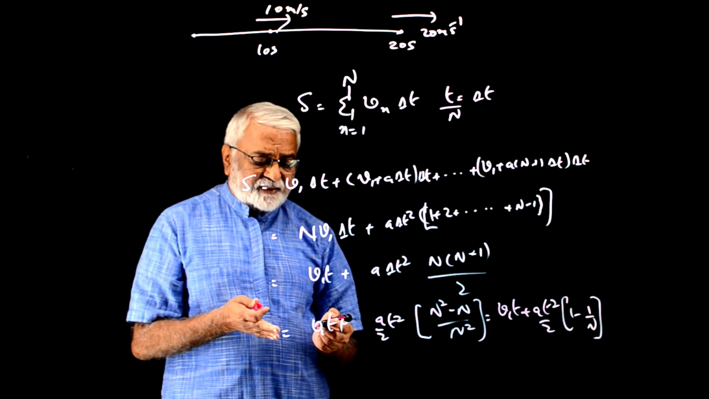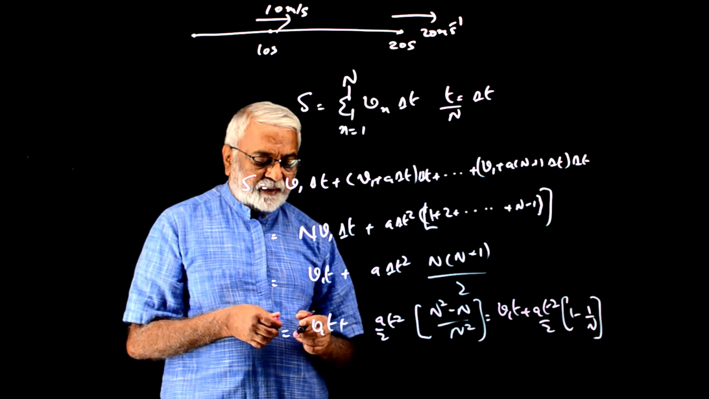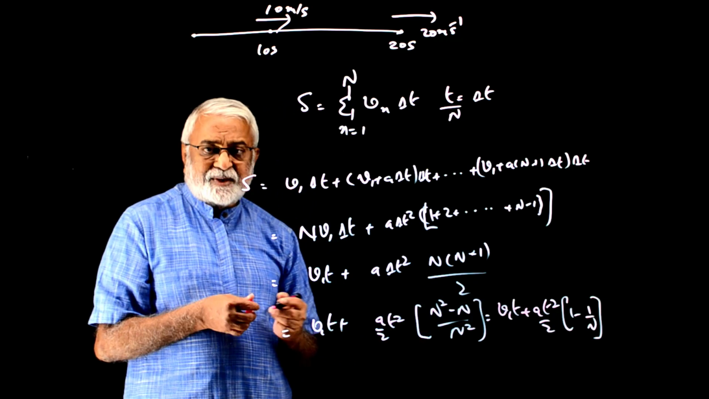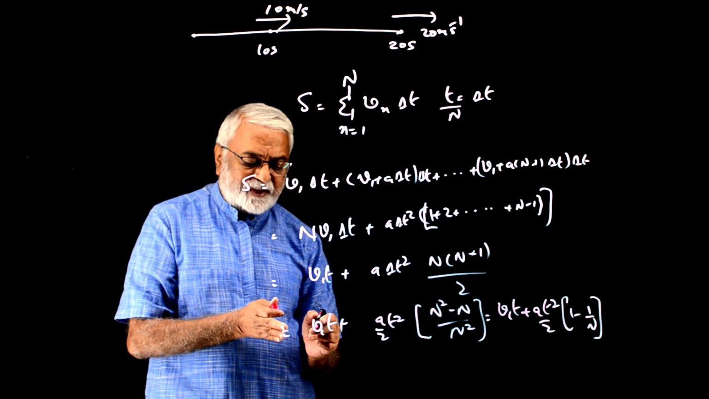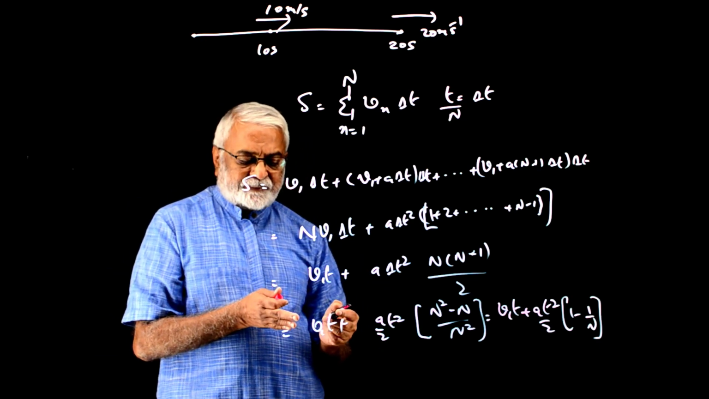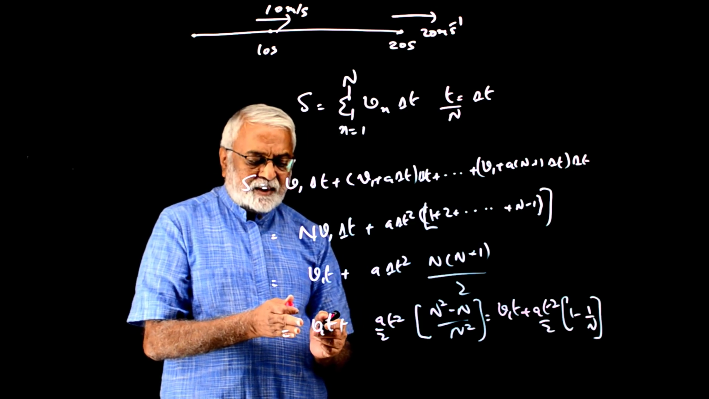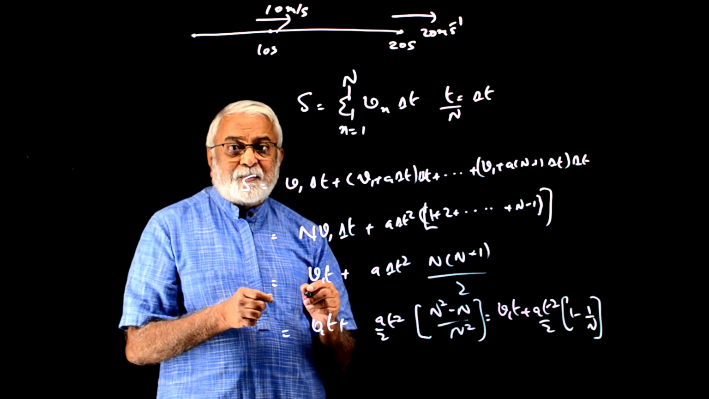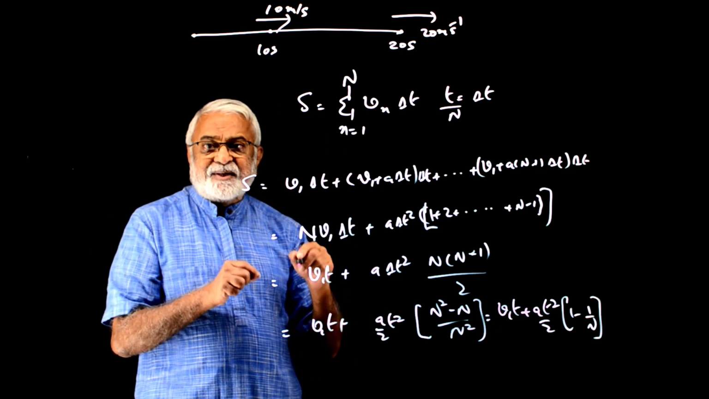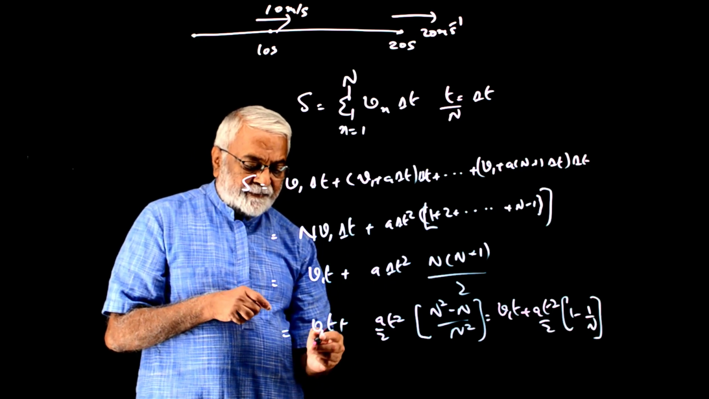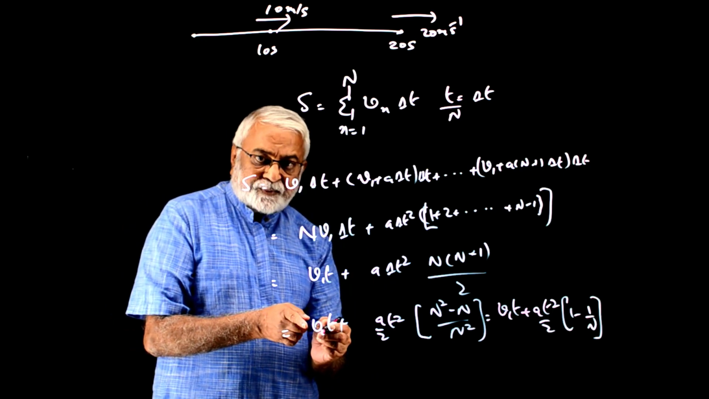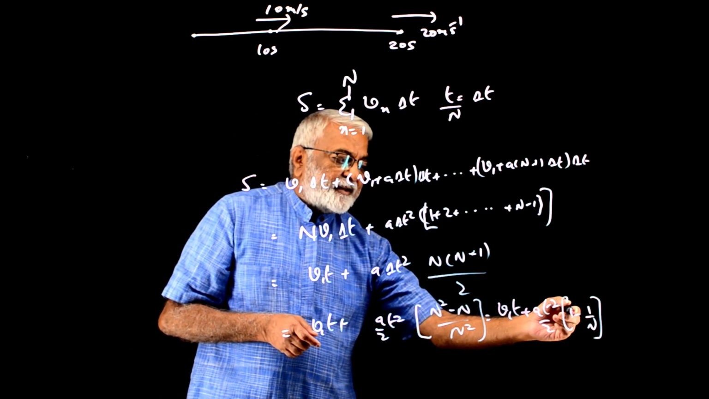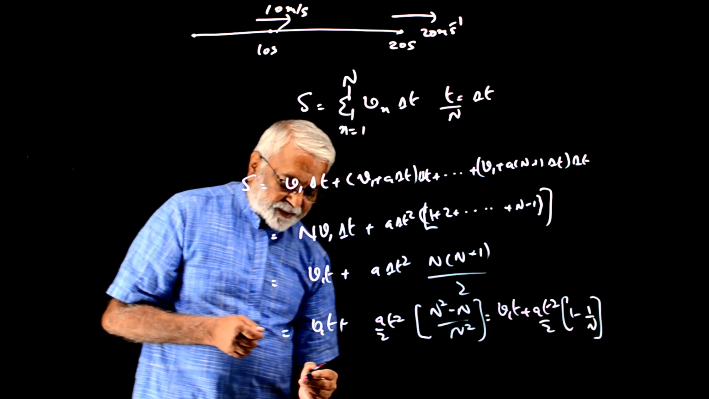If you take the velocity v1 as the velocity at the beginning of the interval, you could put that as v0. If you take it as velocity at the end of the interval, it will be v0 plus a delta t. So v1 could be v0 plus a delta t, where v0 is the velocity at the beginning of the first interval. If you substitute v0 plus a delta t and work it out, you'll get v0 t plus a t squared 1 minus 1 by n. If it is v0, you are getting this answer.